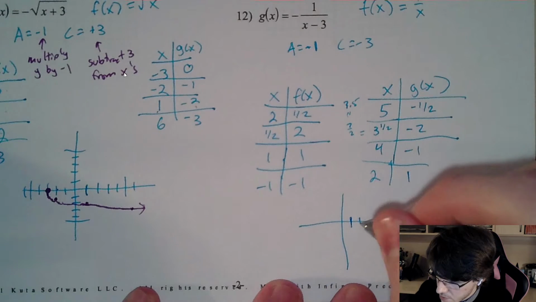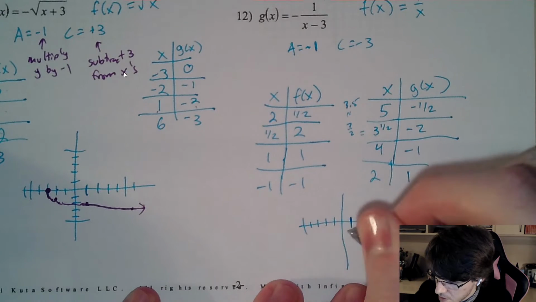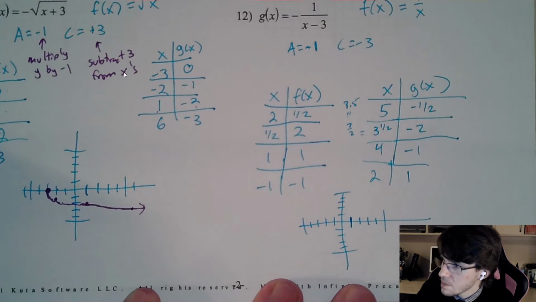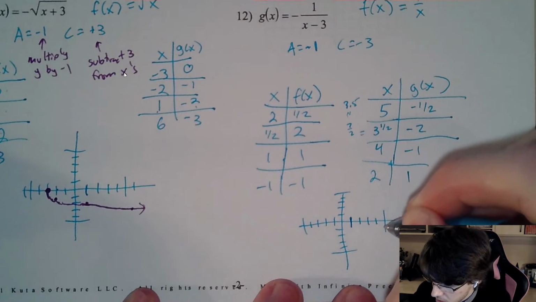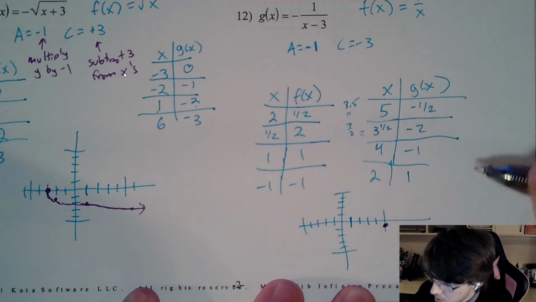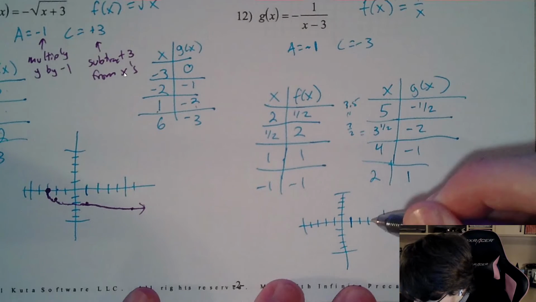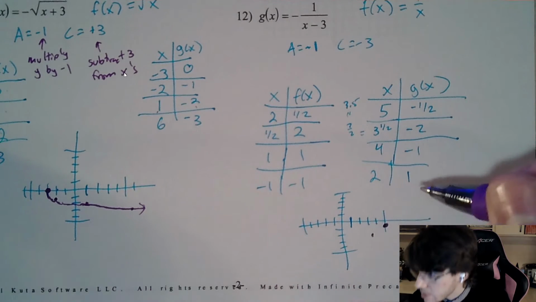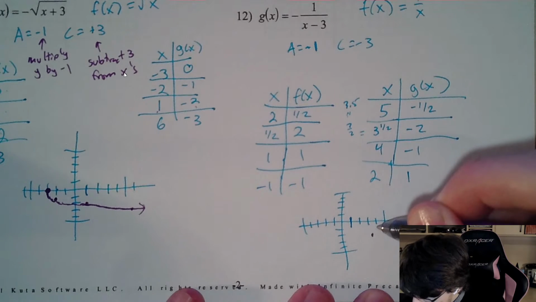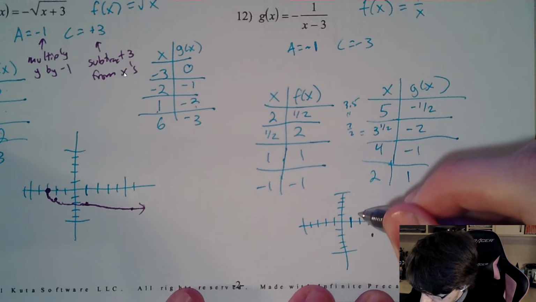So we got 1, 2, 3, 4, 5 on each axis. Okay. And we have (5, -1/2). So that's going to be like right here. And then we have (3.5, -2). Should be like right there. And then we got (4, -1). That'd be like right there. And then we also have (2, 1). That would be right here.